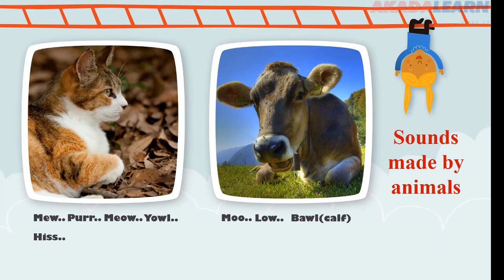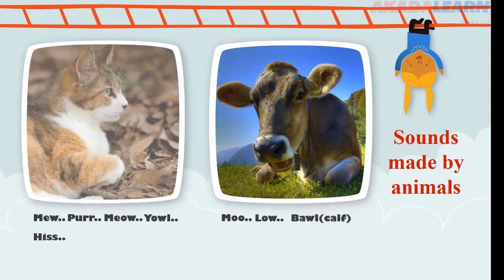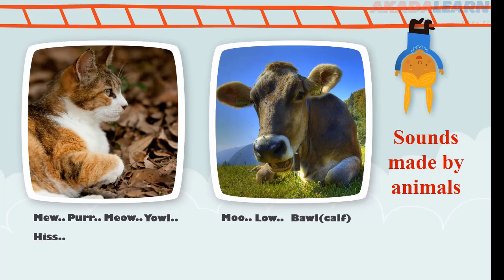Alright, we're practicing our auditory discrimination by looking at sounds made by animals. On our left, we have the picture of a cat, and on our right, we have the picture of a cow. Now, the cat makes various interesting sounds. The first one we're looking at is the mew. Now, if you're a cat owner, you probably have heard your cat make this sound. It sounds something like this.